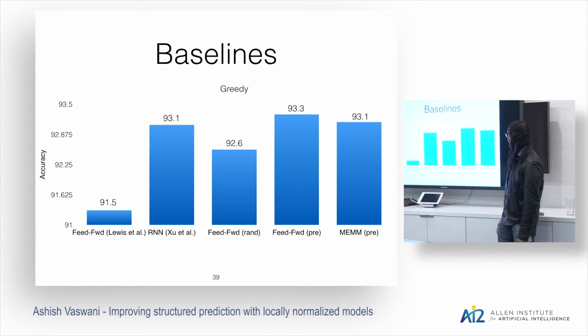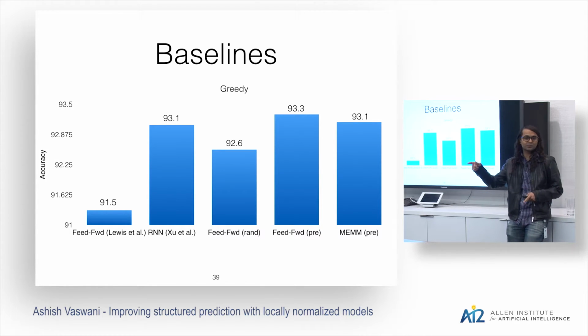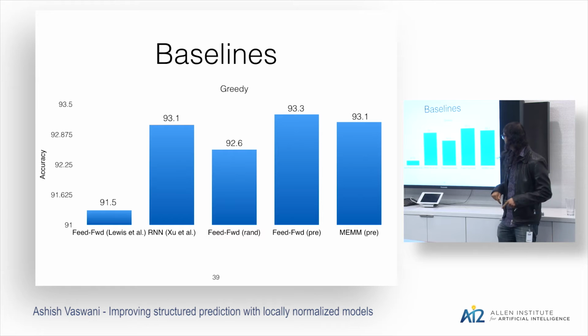So what's been done in the past? Lewis et al. used a feed-forward neural network independent supertagger. It's greedy, so you go over each position and you predict the supertag independently, and they get about 91.5% supertagging accuracy. Last year, Xu et al. had an RNN. Again, it's independent, and they use the same suite of features that Lewis et al. used, which is a word window of size 7, and they extract suffix features and so forth, and they get 93.1.